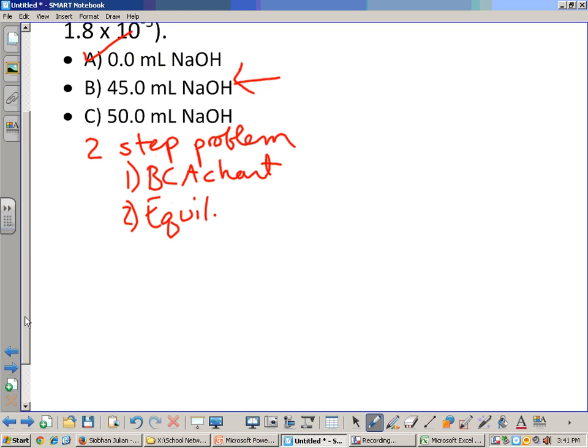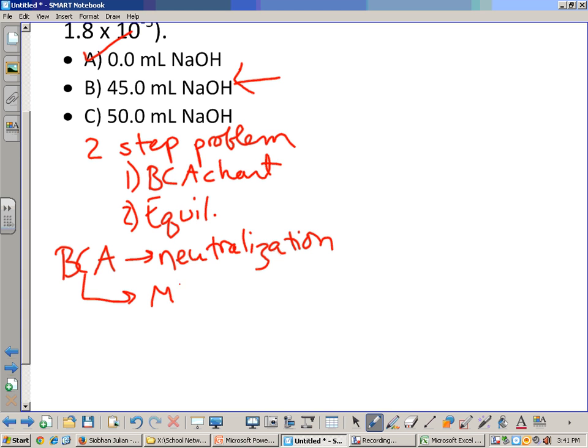Now, just like an equilibrium problem, it's very, very helpful to write a reaction. And the reaction that we're going to write for the BCA chart is neutralization. You're always writing neutralization reactions. That's kind of what the BCA is standing for. How many moles do you have before neutralization? How many moles do you have after neutralization? And remember that BCA charts are about moles of stuff.